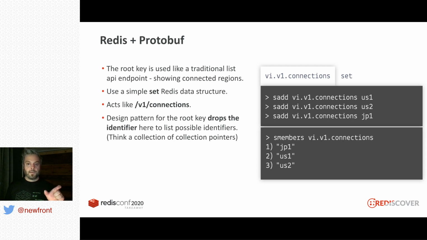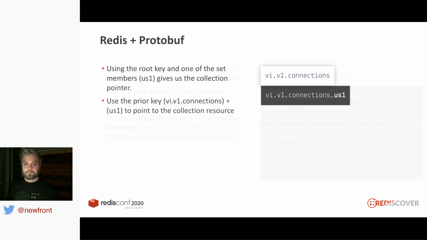The root key itself is literally just storing a pointer to another collection. So VI v1 connections stores individual pointers to another collection. Let's take a look at what that actually means, and then also on the right, you actually have the underlying Redis CLI commands if you want to follow along with some of this as well. So as I said, if we want to descend into the collection underlying the collection.